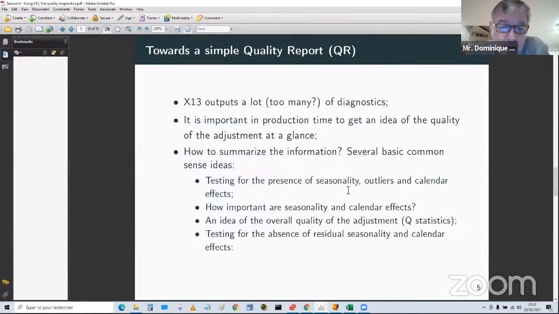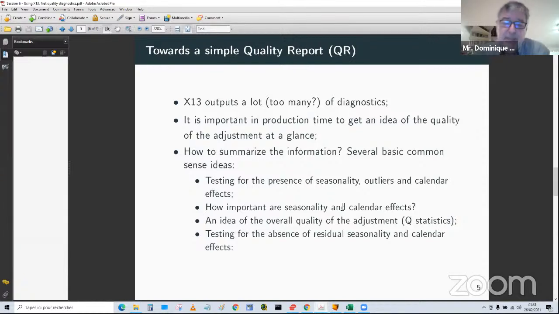I want to seasonally adjust a series that has a seasonal component. If there's no seasonality, I do not want to adjust it. It's just basic common sense. So the first thing, you have to check for the presence of seasonality, calendar effects and outliers. Okay, it's just basic common sense.